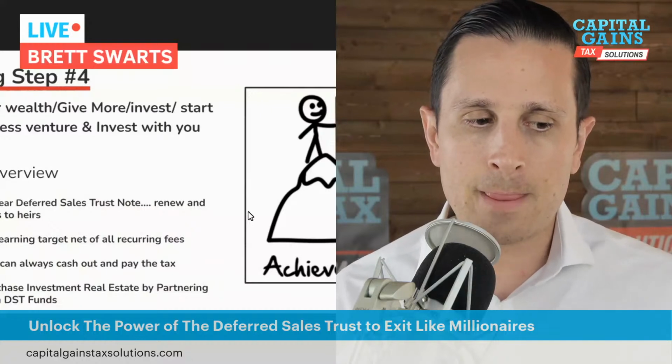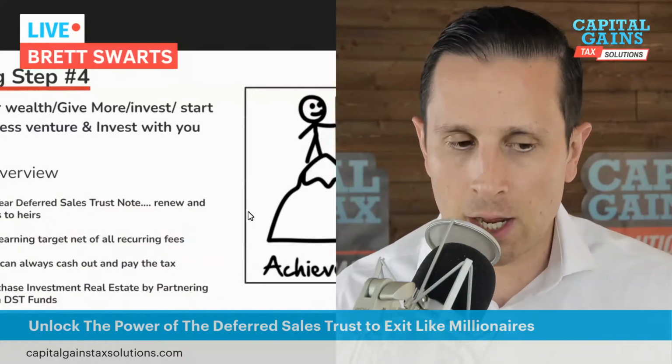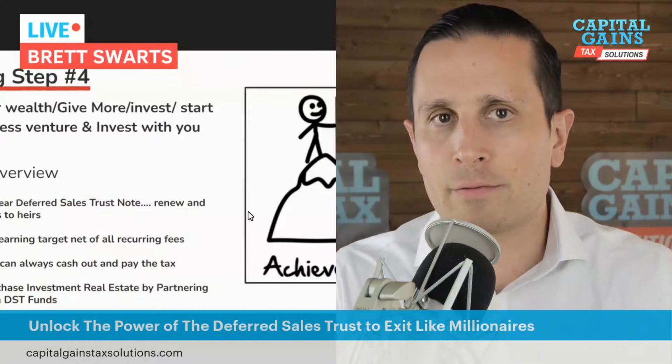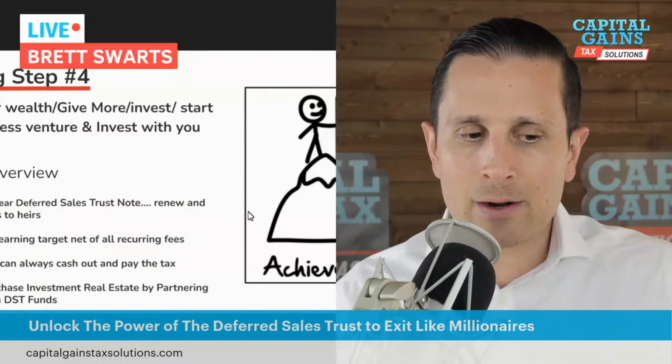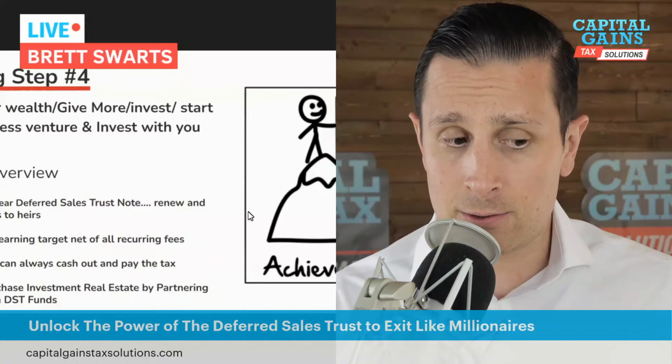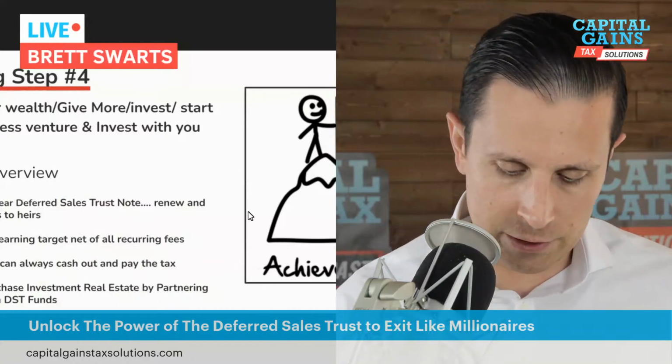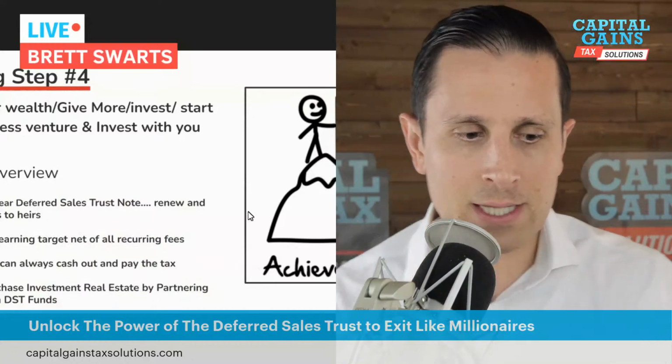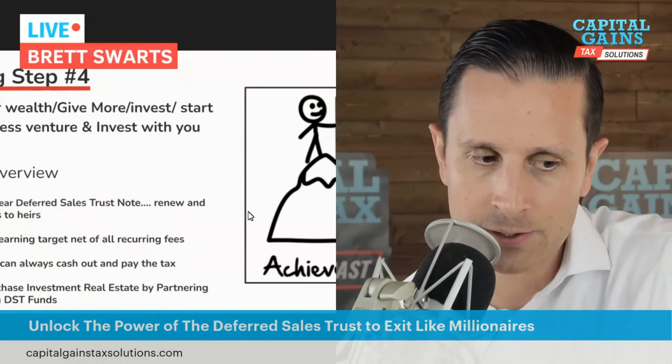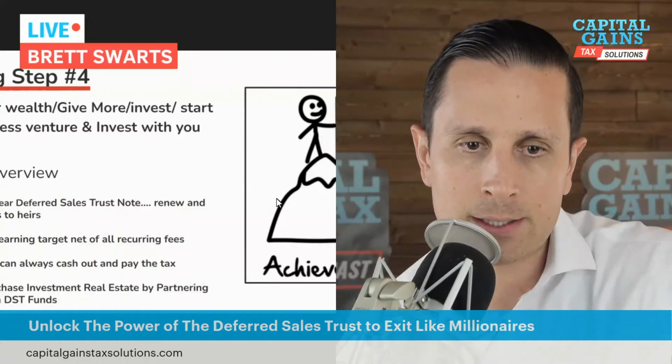They can also always just be cashed out and pay their tax, so they're not locked in forever. People want to know how they get out of it. They can also pass it on to their kids, and their kids can continue the tax deferral, which is really cool. The best part, I think, is they can invest in investment real estate whenever they want by partnering with the DST.